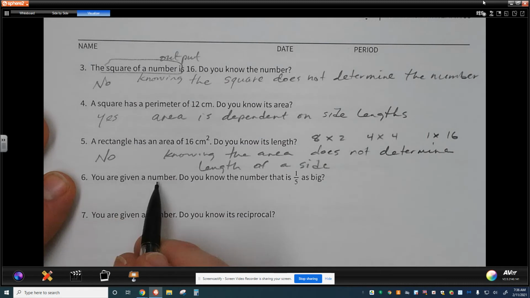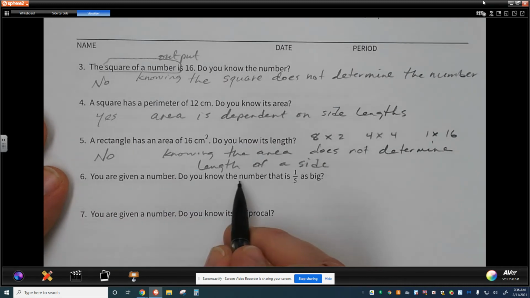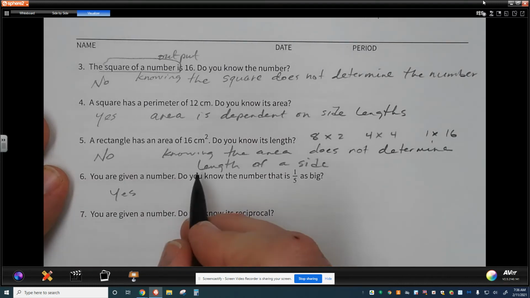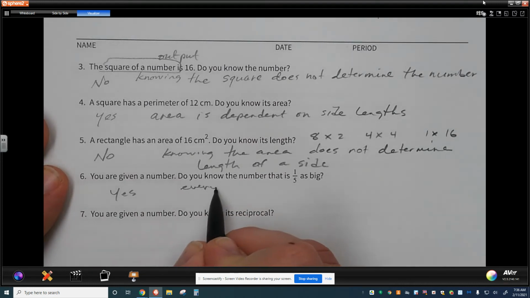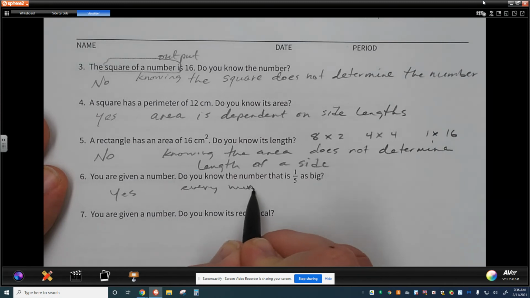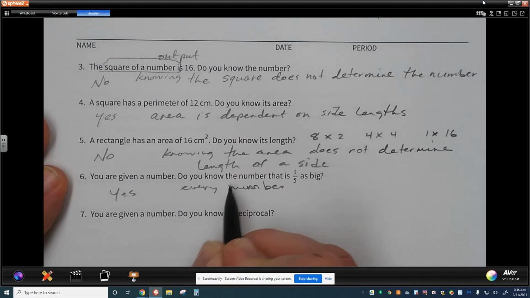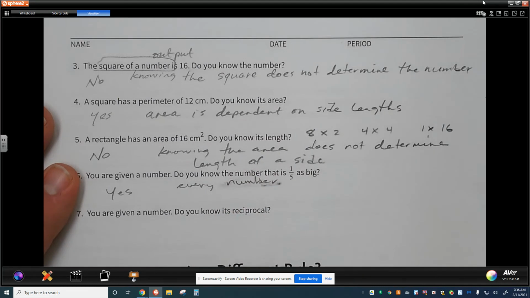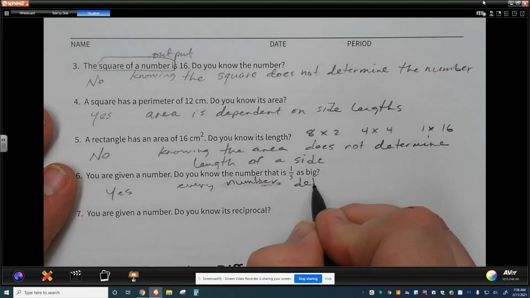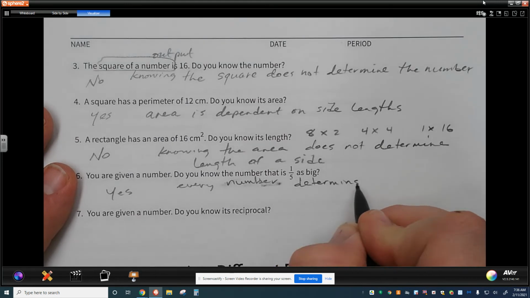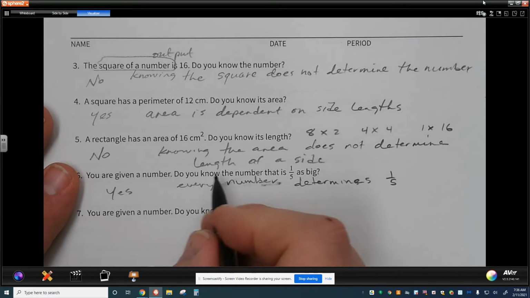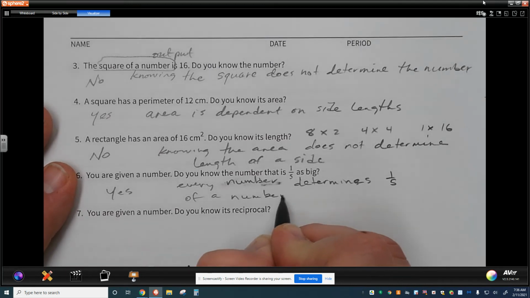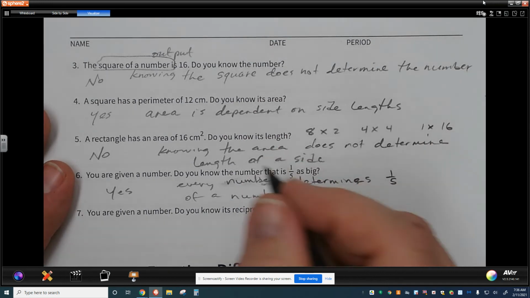So if we're given a number, do you know the number that is 1/5 as big? Yes. Every number determines 1/5 of a number, or of another number.